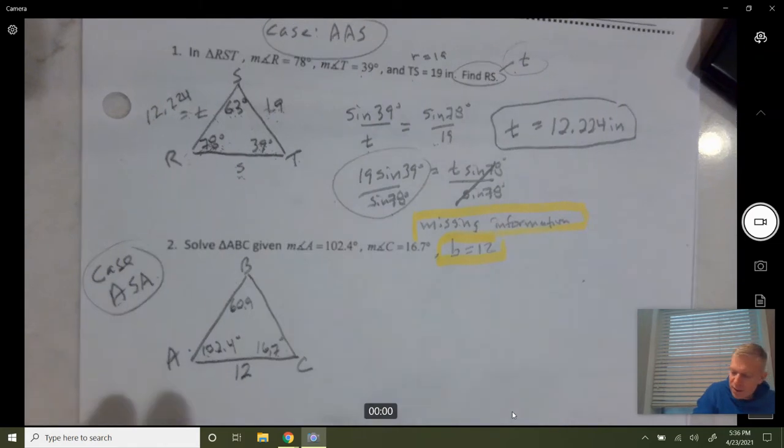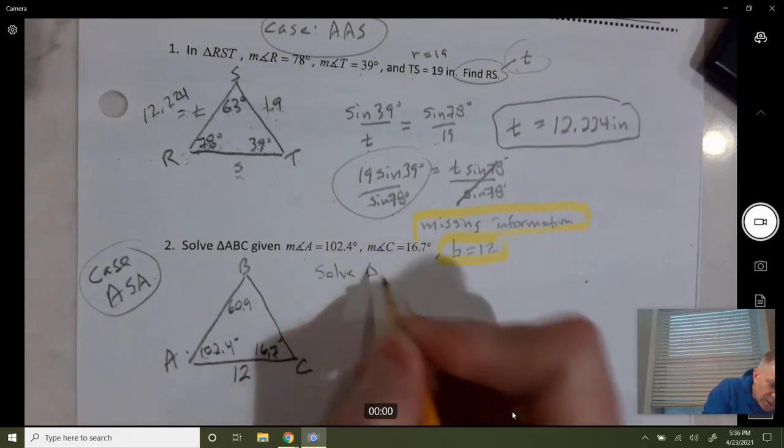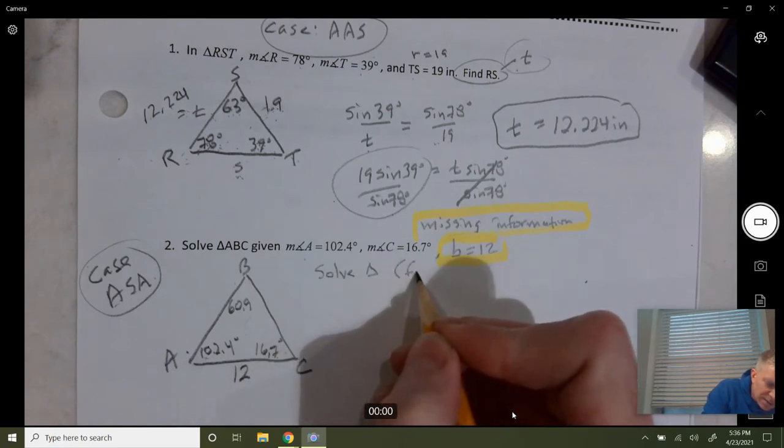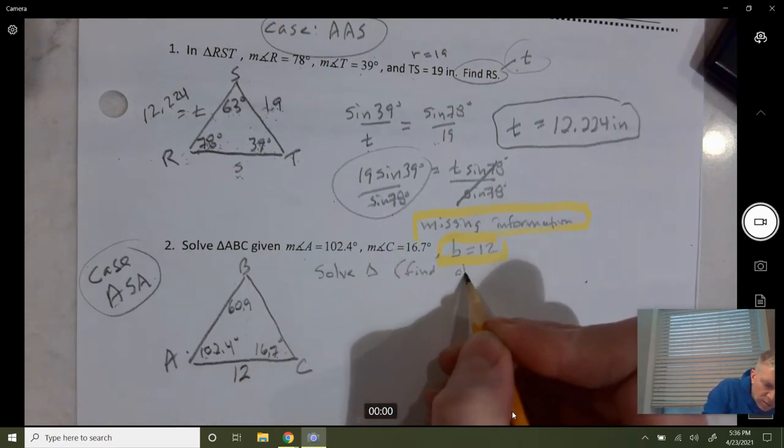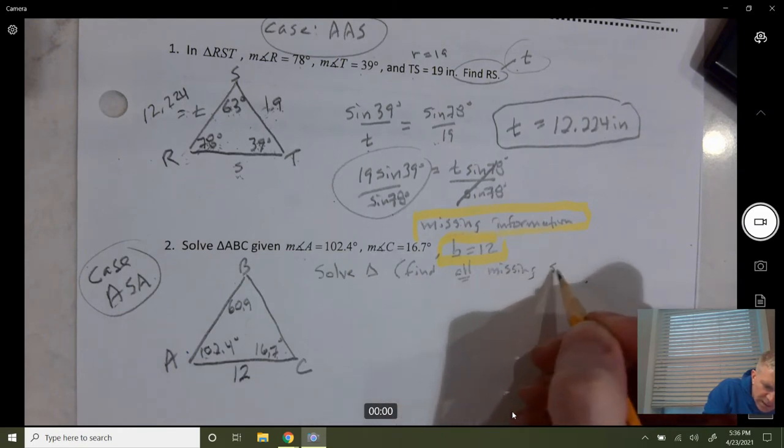Here, it doesn't even tell us what to solve for, so I'm going to say solve the triangle. And when you solve a triangle, it means find all missing sides and angles.